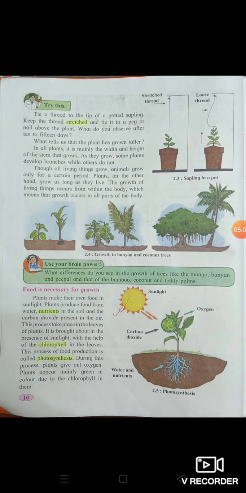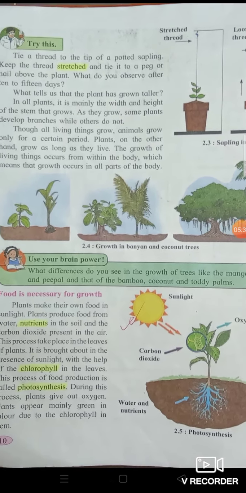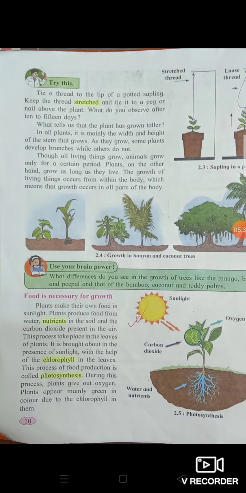Next, food is necessary for growth. Okay, so this is a very important point. Food is necessary for growth. Without food can we grow? No. Whatever we need for growing, food is important. In the same way, food is also important to the plant. So plants make their own food in sunlight.